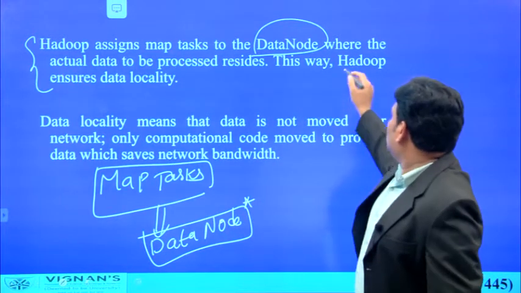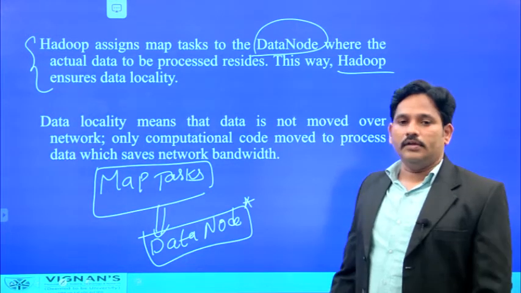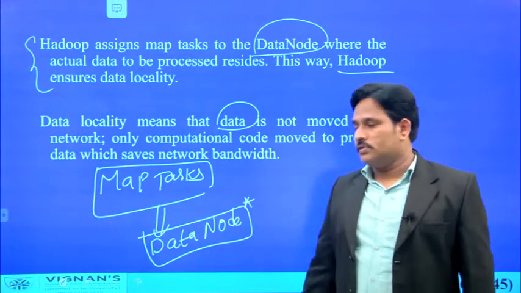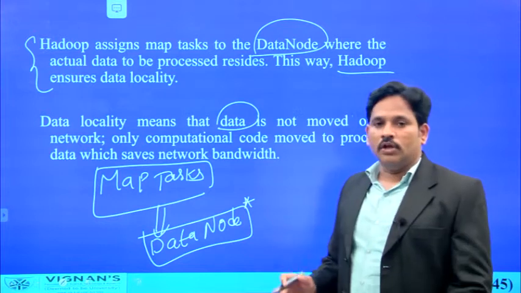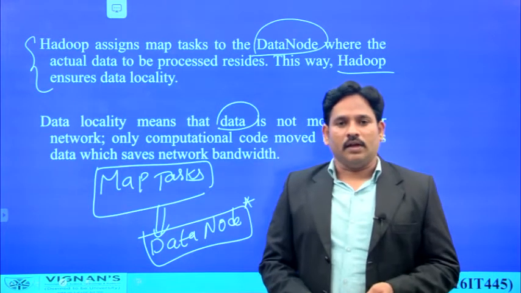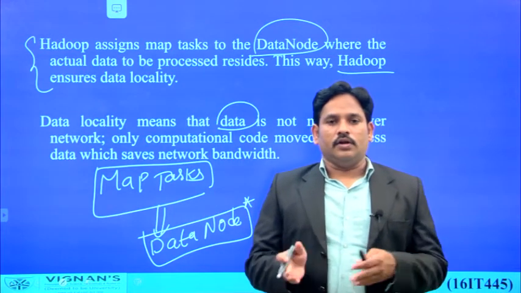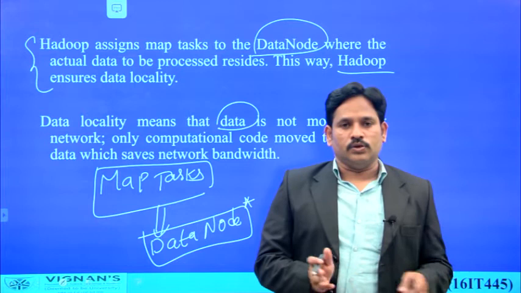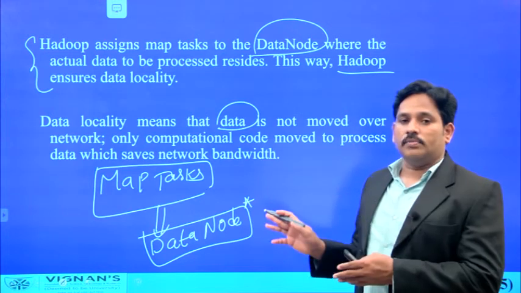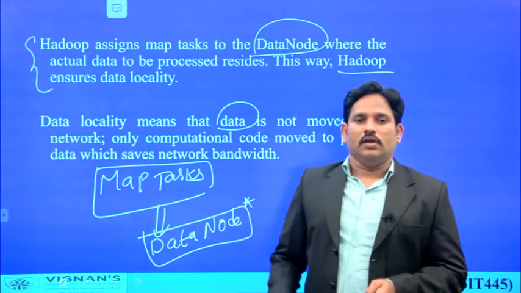This way Hadoop is going to implement the data locality concept. What is data locality? Here we are not moving data between the networks. Only the computational code is going to be moved among the machines. That means whenever you want to perform analytical operations on the data, in order to reduce the data transfer among the networks and to save the bandwidth of the network, in MapReduce there is a concept called data locality. We are not moving the data, only the computational program.